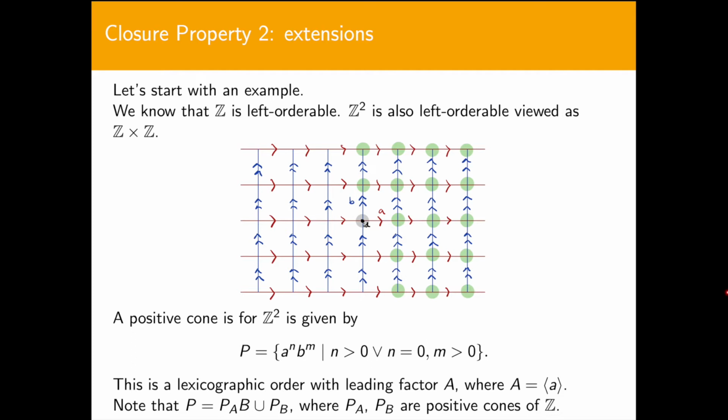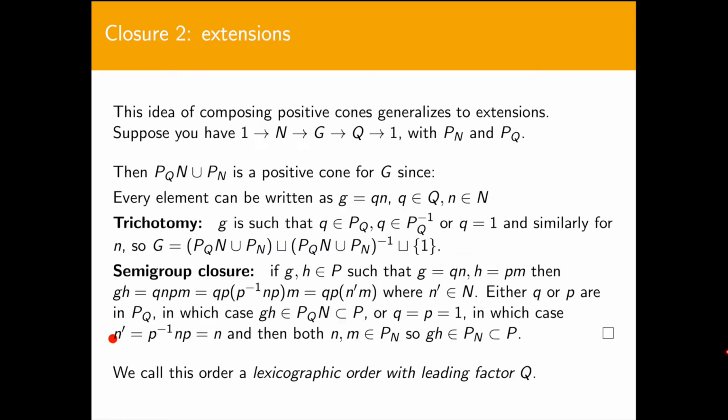And we say that because we decide if an element is positive by first projecting into the A coordinate and checking if the A coordinate is positive. If it's neutral, then we project to the B coordinate and check if the B coordinate is positive. So note that a positive cone is given by P_A, then B with P_B, right? That's what we said, where P_A and P_B are positive cones for Z.